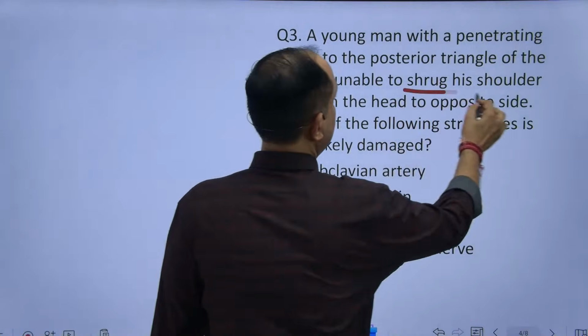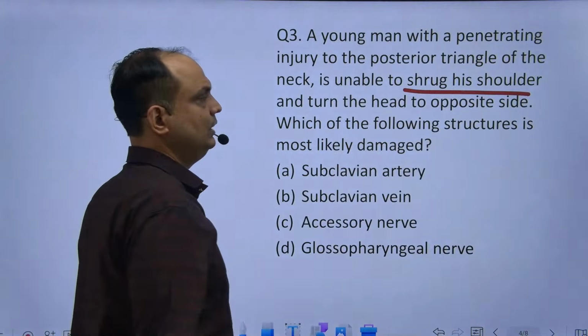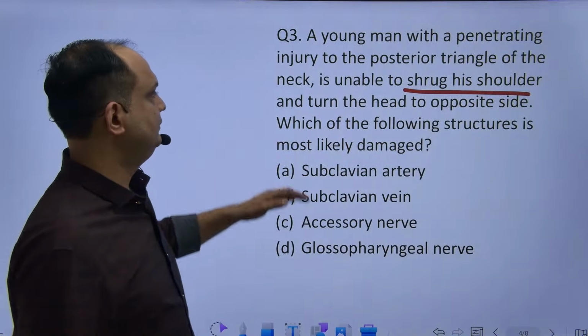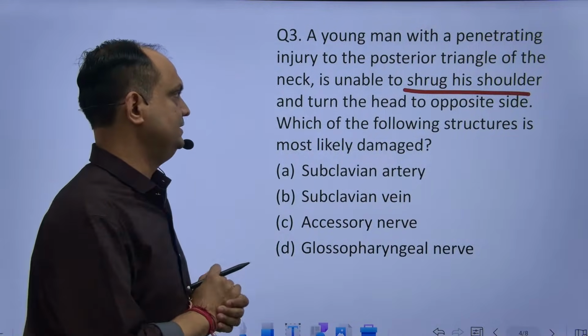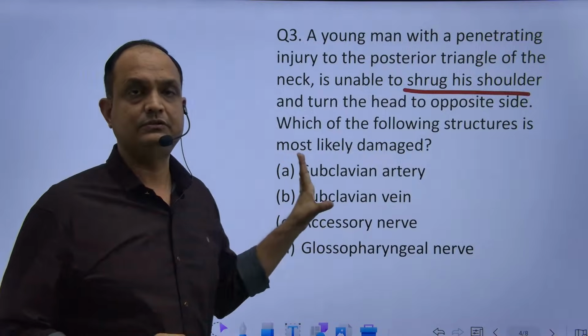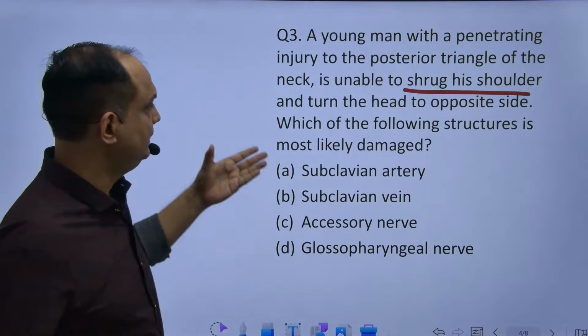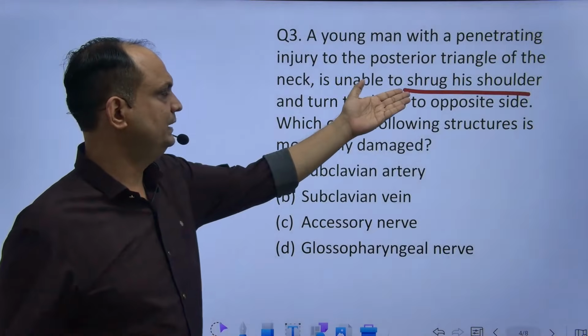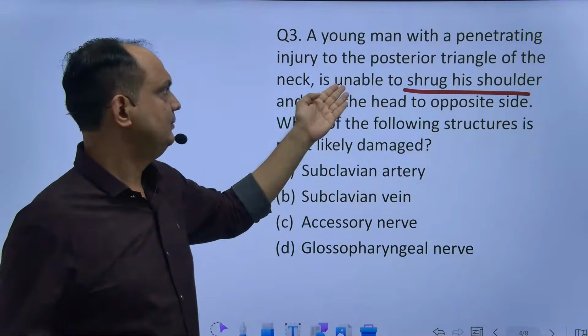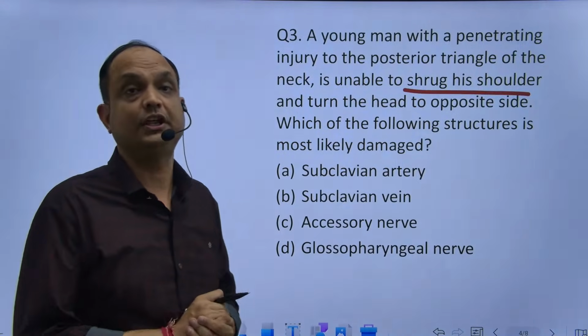A young man with a penetrating injury to the posterior triangle of neck is unable to shrug his shoulder and turn the head to the opposite side. Which of the following structures is most likely damaged? Now dear students, this question may be in the head and neck, but here we are talking about the movements of the shoulder: the patient is not able to do the shrugging of the shoulder.